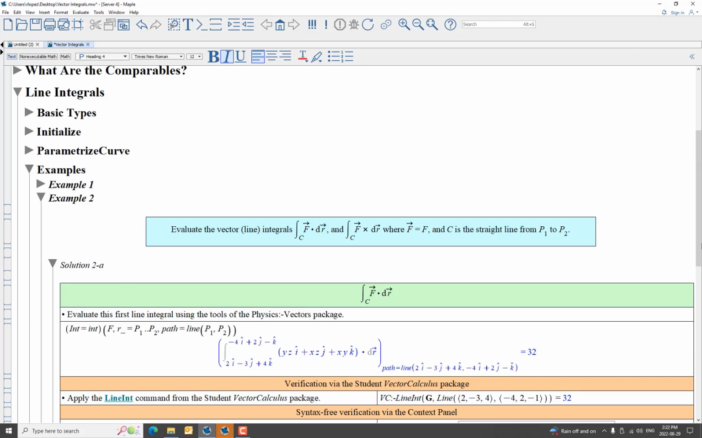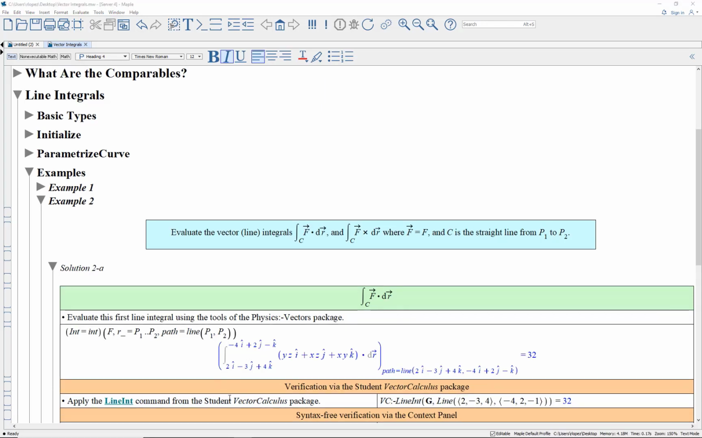A solution of the first problem. You can see here int. This is the vector, right? This is the notation we use to name that vector in the physics package. This is the dr as a vector, P1 to P2, so there's how you establish the directionality along the line, which you describe by saying path equals line. Here is the unevaluated integral. Its value is 32.